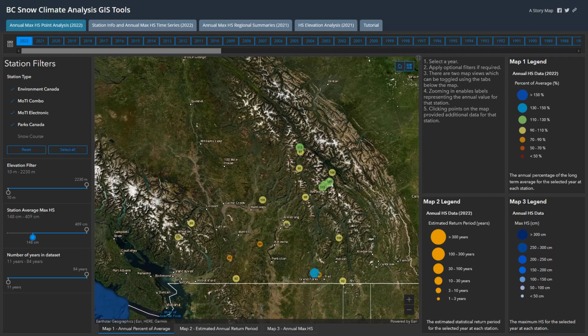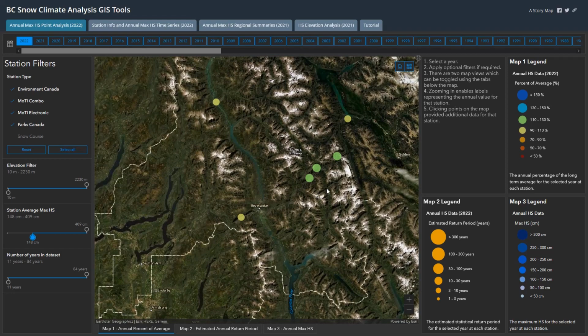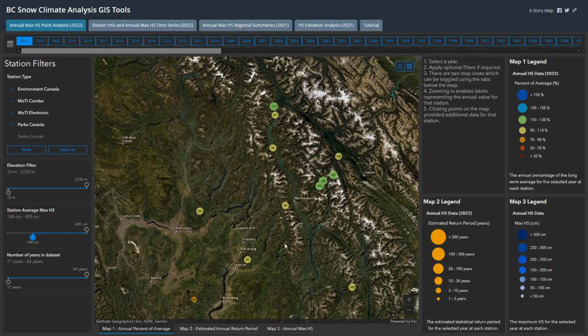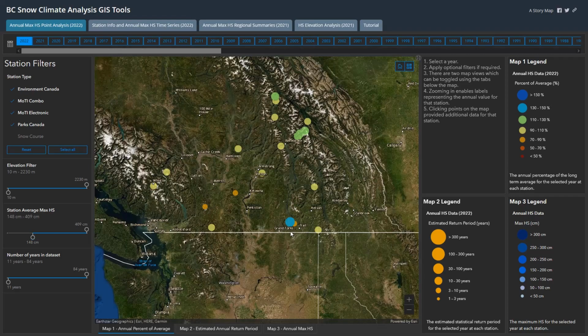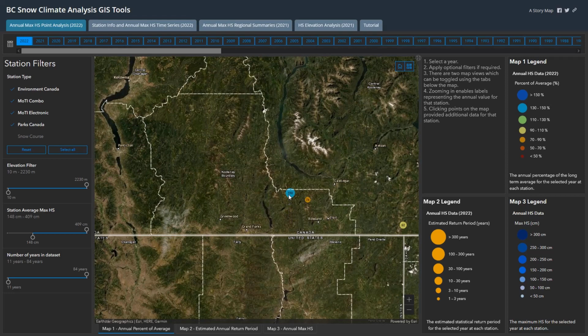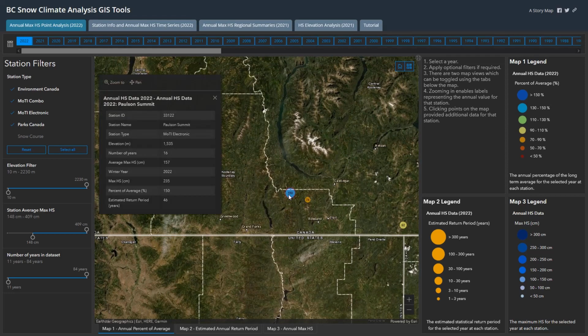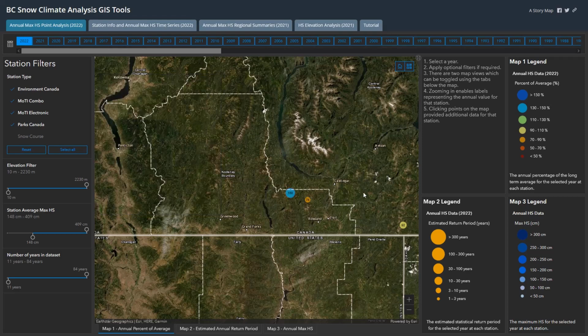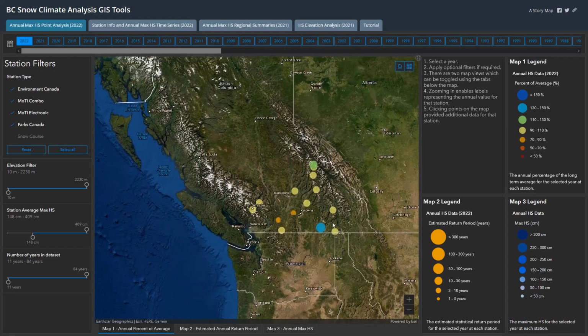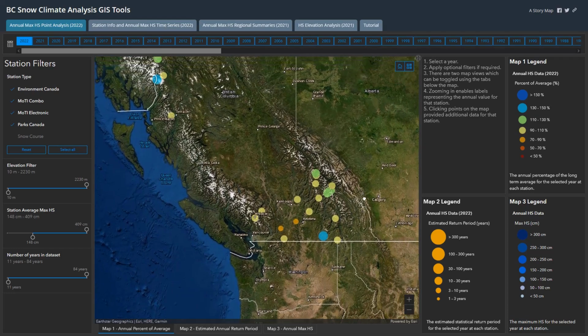Seeing similar trends here, pretty average around Whistler, slightly above average in Rogers Pass, maybe as much as 25% above average. Pretty normal through Revelstoke and Mica. This one has been standing out. Paulson Summit saw well above average, 150% of average this year. So it's a bit of an outlier when you're looking at it from a higher level.